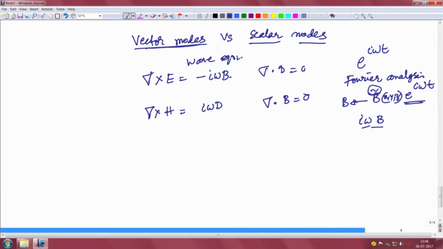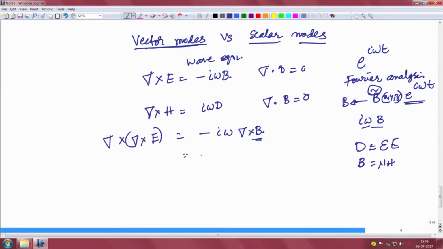The fields are harmonic. So, in order to get the vector wave equation, let us take the curl of the first equation and expand: minus i omega into del cross B. By using constitutive relations we can replace B and D: D equal to epsilon E and B equal to mu H. So, minus i omega into del cross mu H. Assuming this is a non-magnetic medium, the medium properties are constant, so we can remove the mu and replace it with del cross H.